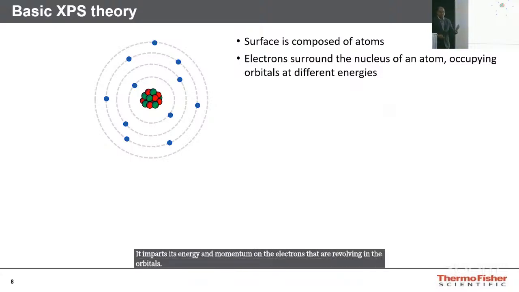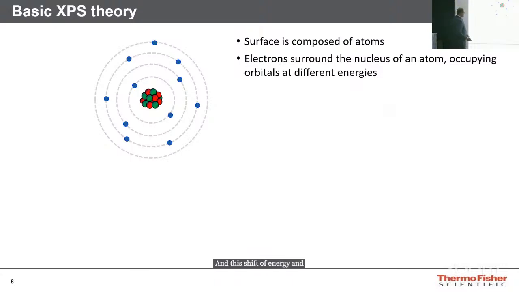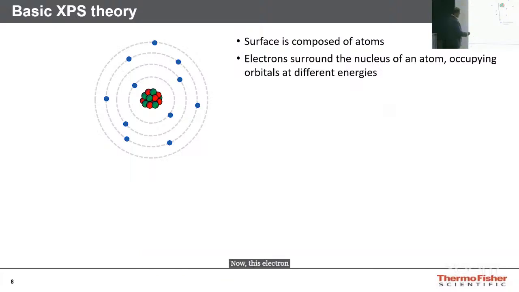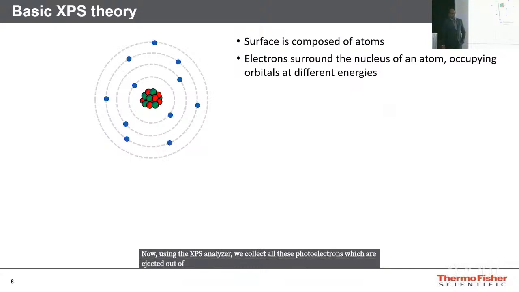And this shift of energy and momentum is quite sufficient to knock this electron out of this orbital. Now, this electron, which is knocked out, is called a photoelectron. Now, using the XPS analyzer, we collect all these photoelectrons which are ejected out of your sample.